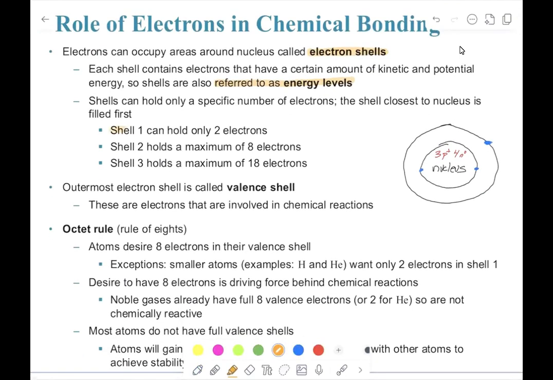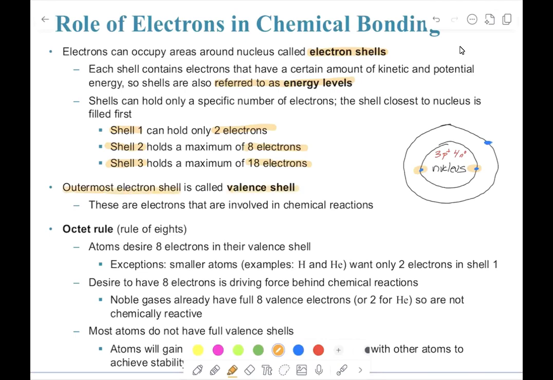So the first shell can hold a max of 2 electrons, which I've drawn for you on the right here for lithium. Shell 2 can hold a maximum of 8 electrons. So this would involve a larger atom, which would be in the second row of the periodic table, but could be all the way to the right. Shell 3 kind of corresponds to the third row of the periodic table, but it can hold a maximum of 18 electrons.